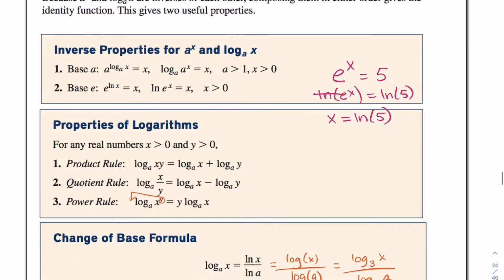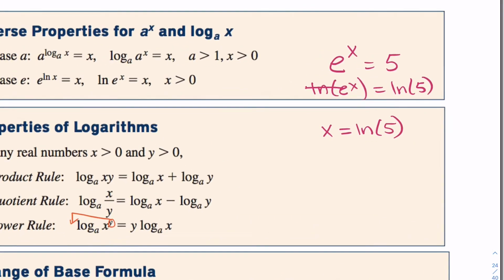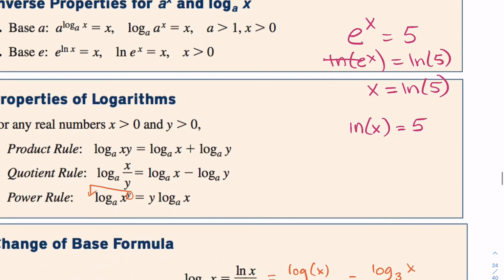And then let's go back in a different direction. What if I wanted to remove an ln, for instance? Let's say I had the ln of x equals 5 instead. Well, how would I fix this one?